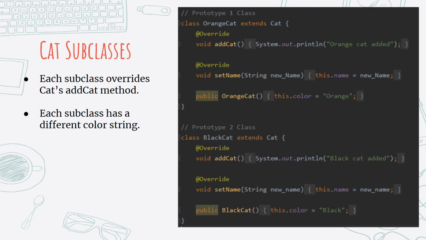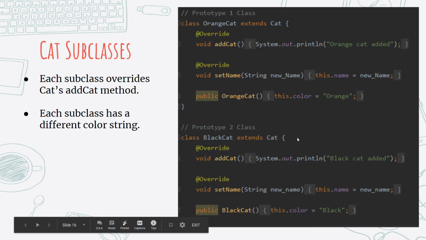So we have the orange cat and the black cat subclasses. Each of these has its own add cat method, which simply says, orange cat added and black cat added. And then each has their own set name, and then their constructor, which just sets their color to either orange or black.